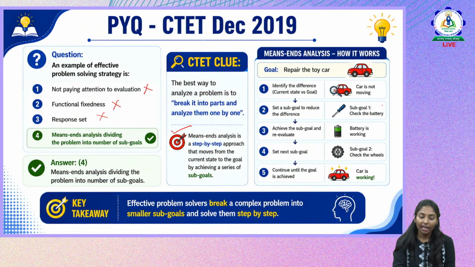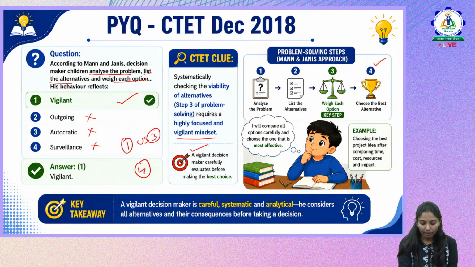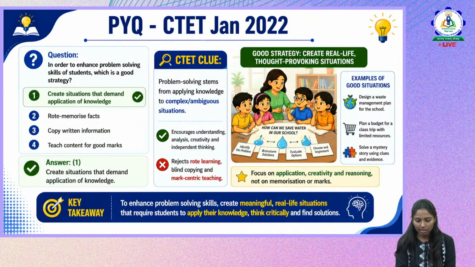You want to solve that. आपका end goal क्या है? You want to repair the car. So बीच में what all things come up, you just divide into subsets. Each goal you just go on achieving one by one, आप goal तक पहुंच जाओगे. So this one, means ends analysis, was asked recently, and आपको याद होगा तो मैन जैनिस का भी हमने याद किया था, तो ये दोनों आप याद रख लेना, it was asked recently.